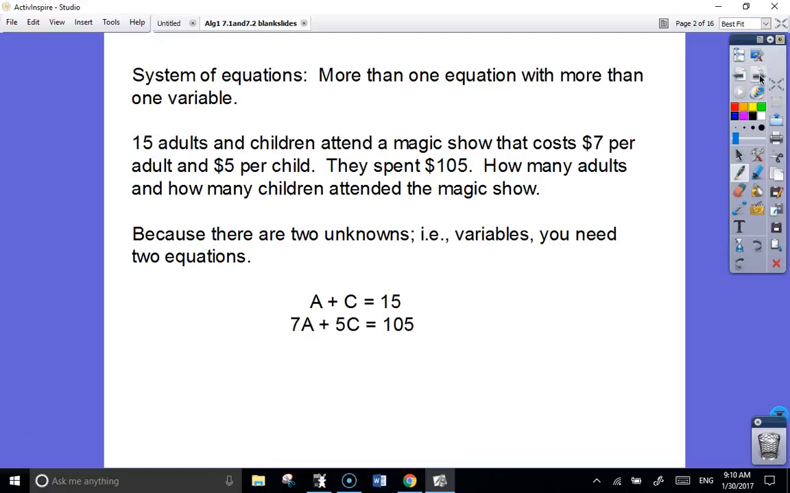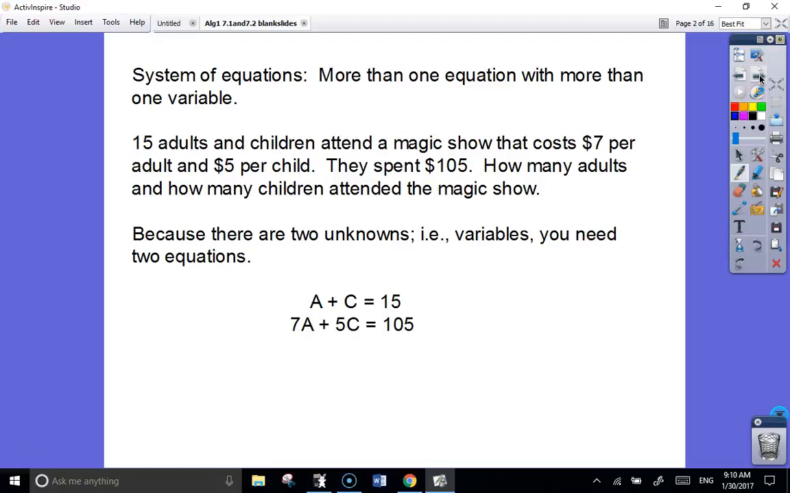So systems of equations means you got more than one equation, right? More than one equation with more than one variable. That's what a system is. And this is just an example of how we use systems of equations. We will get to solving things like this.